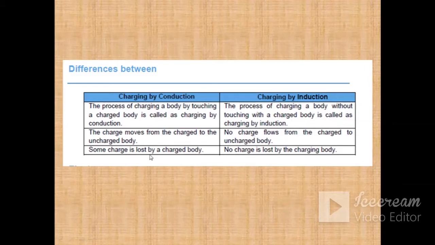Some charge is lost by the charged body, and in this no charge is lost by the charging body. So these are the few differences between charging by conduction and charging by induction.